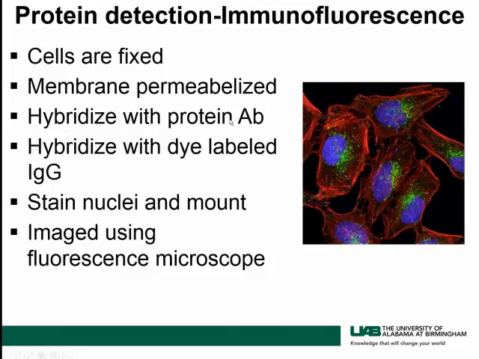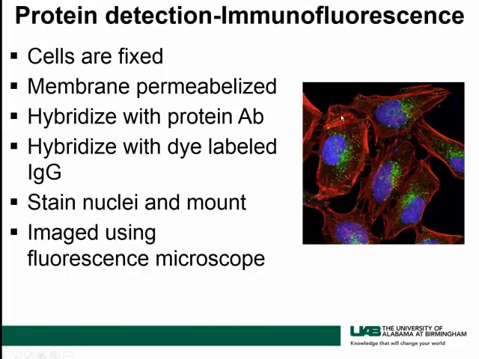I hybridize with primary antibody, wash it off, and hybridize with secondary antibody. This time the secondary antibody does not have an enzyme, but it has a dye that can be viewed in a fluorescent microscope. Then I can also stain the nuclei with stains such as Hoechst or propidium iodide, and then I can image using a fluorescent microscope. And this is what you see: the stained nuclei, and then you have protein that is stained right here, green.